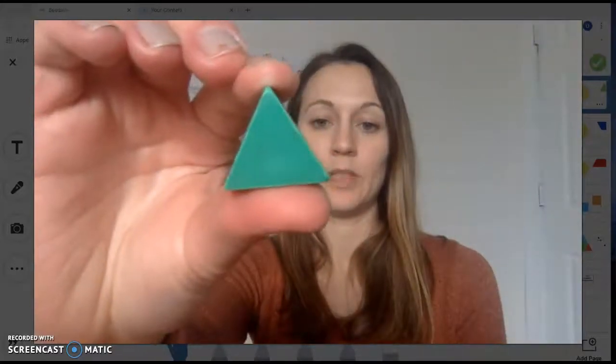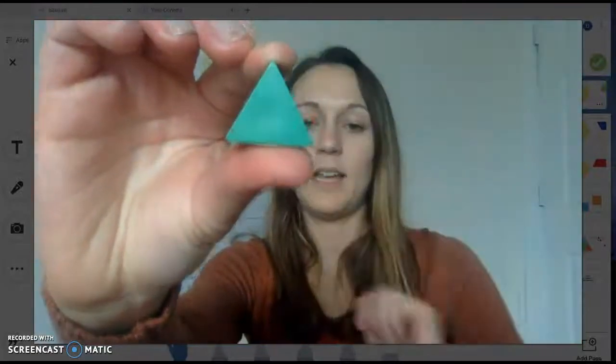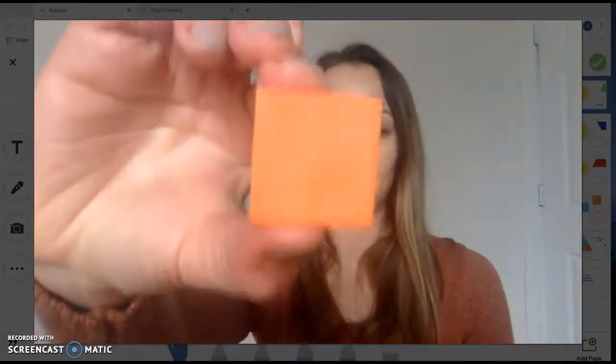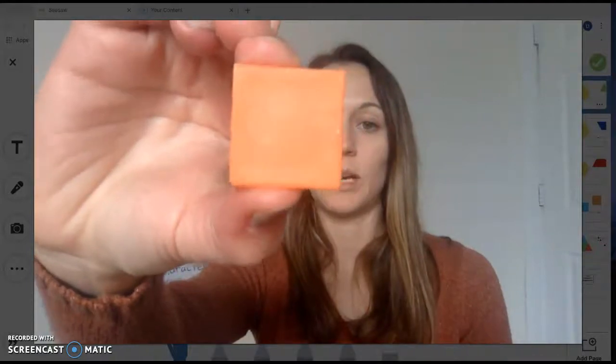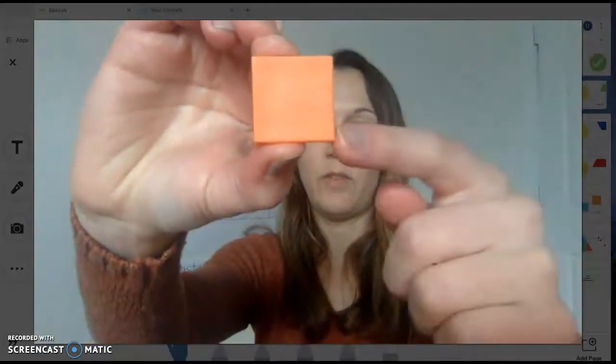So let's go over some of those shapes we've talked about last week and see if we can name them. What is this shape? Triangle. I know a triangle has 1, 2, 3 sides and 1, 2, 3 corners. What about this shape? It's a square because it has 4 equal sides and 4 corners.